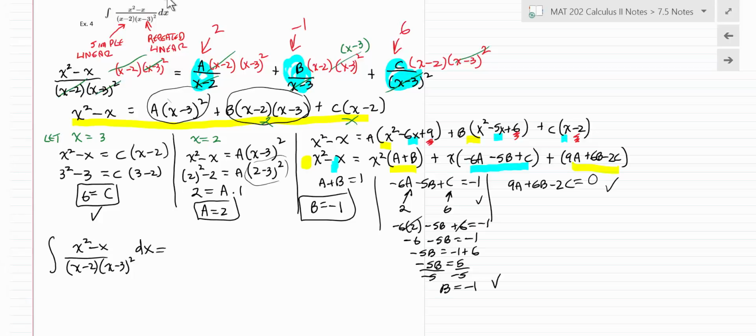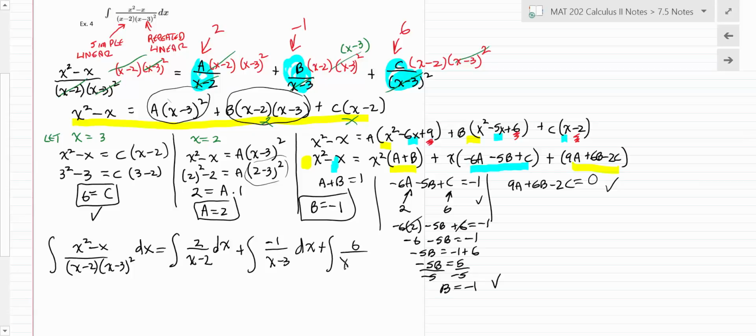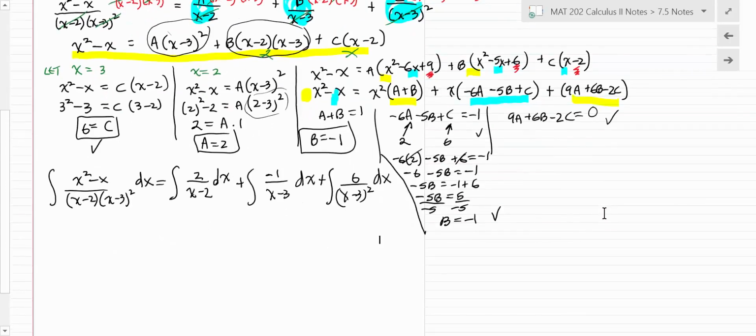So when we write the integral, we're just going to break it up into 3 integrals. We're going to have the integral of 2 over x minus 2 dx for the first one. The second integral is up here, so that's going to be the integral of negative 1 over x minus 3 dx. And then the last integral is this one: the integral of 6 over x minus 3 squared dx. Okay, so that's the whole point of that problem: once you do the partial fraction decomposition, you can do your integrals pretty easily.